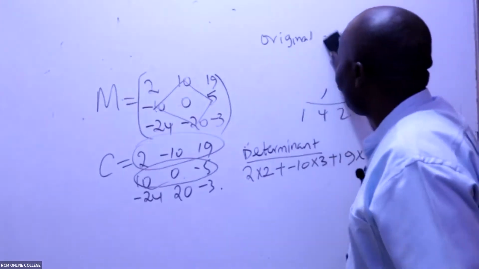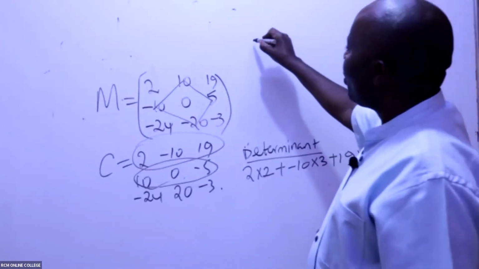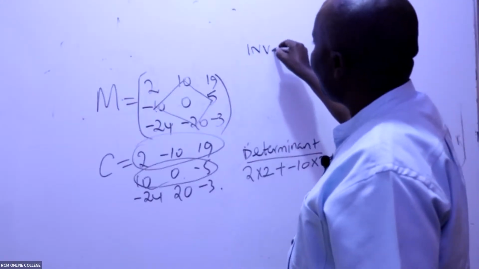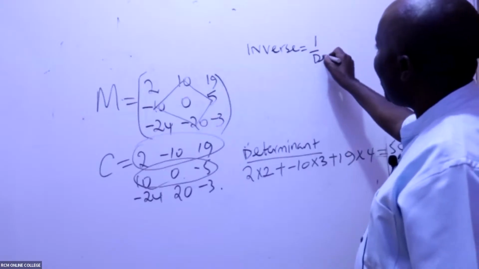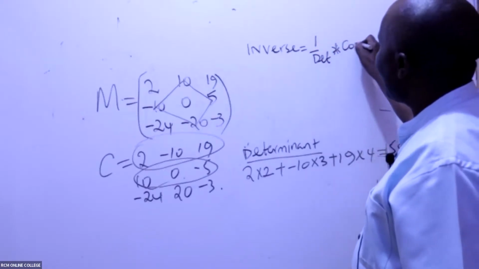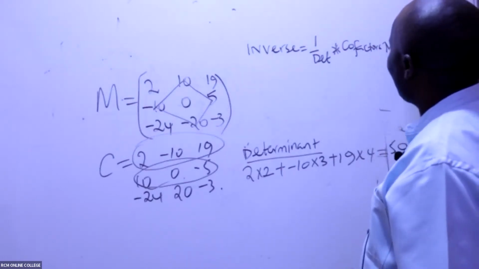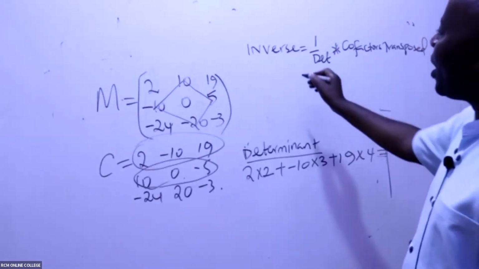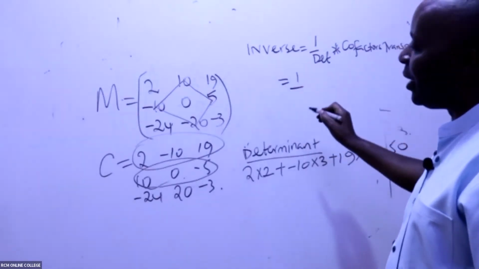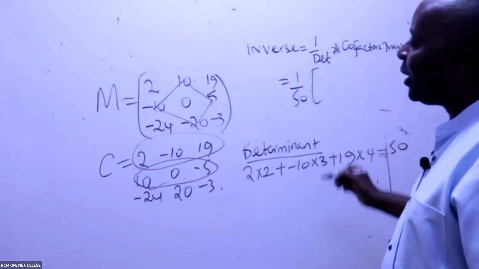now come and give us what we call the inverse. How do we get the inverse? To get the inverse, normally what you do is take 1 over the determinant times the cofactors transposed. So this one here will be 1 over the determinant. The determinant, you've given me 50, times cofactors transposed.